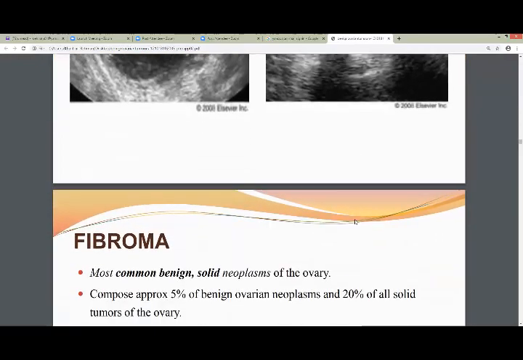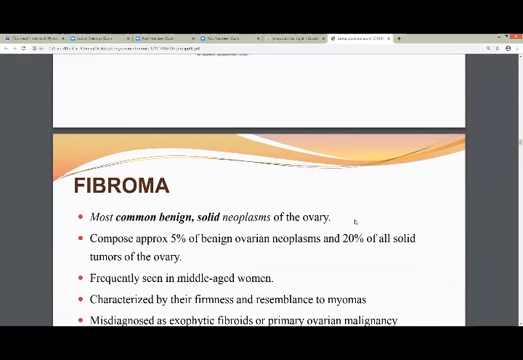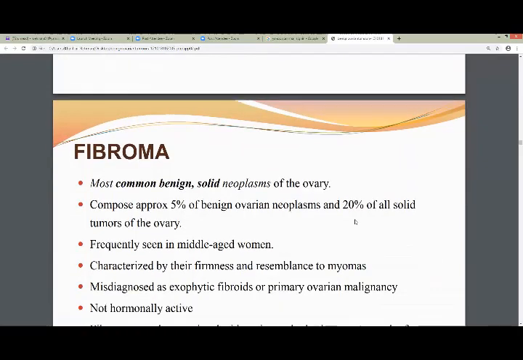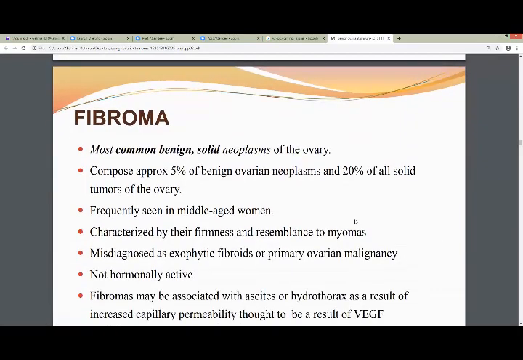Now, the next of our neoplastic tissue is fibroma. It is the most common benign solid neoplasm of the ovary. Now, the previous ones we were discussing were the serous and the mucinous cystadenomas. They had serous or mucinous contents inside the cyst wall, but the fibroma is a solid structure. As we discussed before about the major classification, the fibroma is one of the benign solid neoplasms of the ovary, and it originates from the stromal tissue of the ovary.